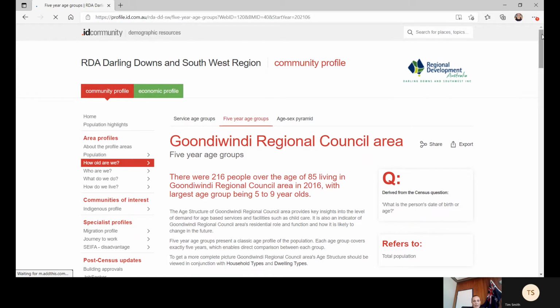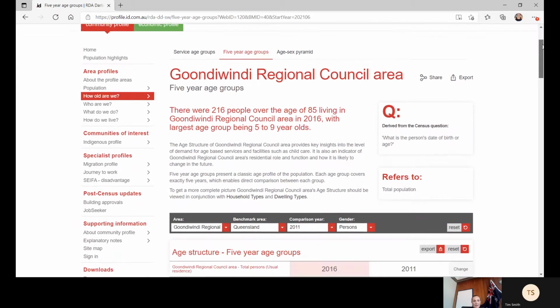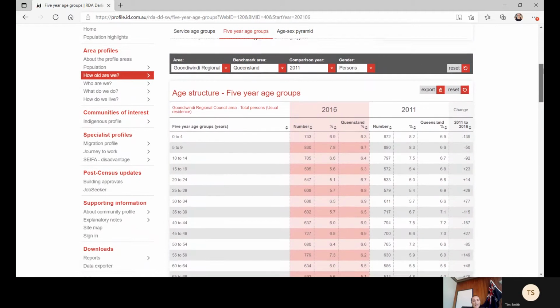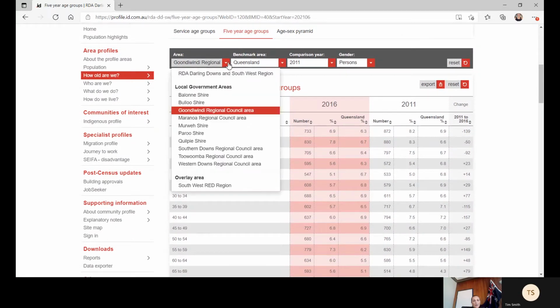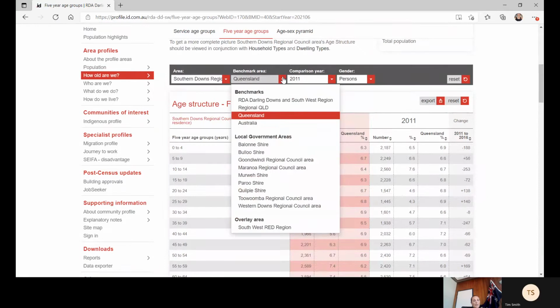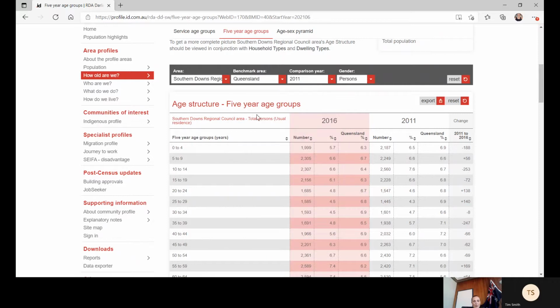So the first thing I'm looking at, we can see Gundy because I've just been there, we can see our 5-year age group. So what I'm looking at here is what is your dominant age structure in your community. You can change this and look at any of these drop downs. So Southern Downs Regional Council, and you can also change your benchmark area. So if people are going for a grant application with the federal government, you will change your benchmark area to Australia. So you can show the unique features of this region compared to the Australian data sets. So I'll keep it on Queensland here.